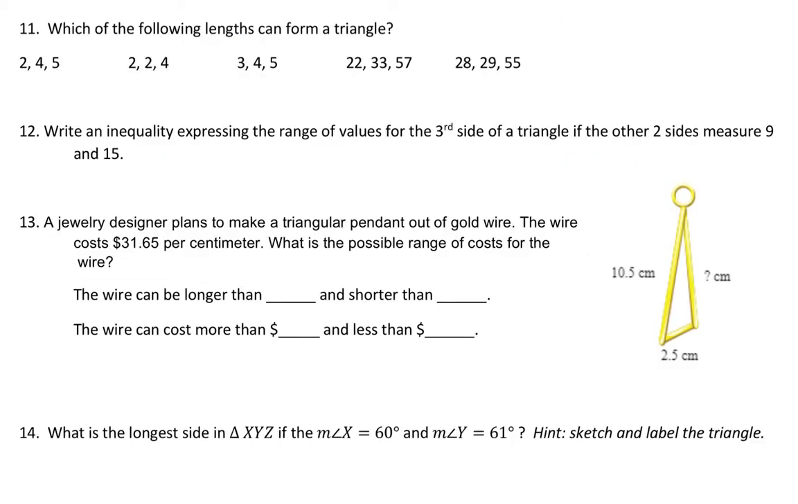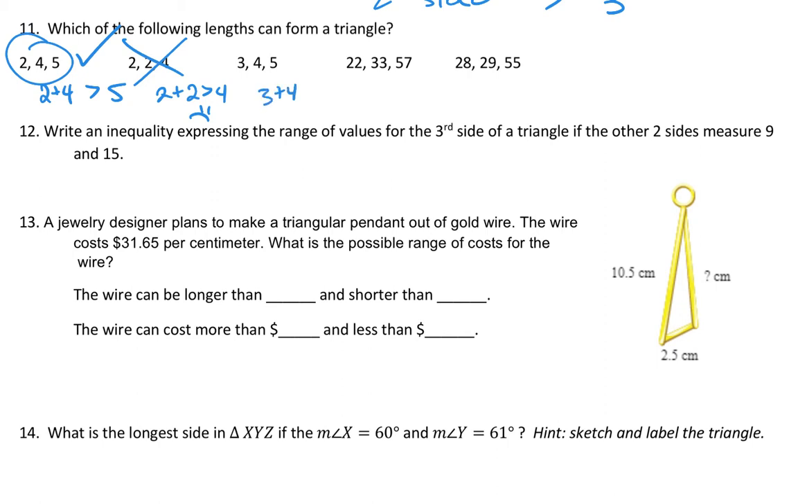Which of the following lengths can form a triangle? Well, remember the rule. The two sides need to be greater than the third side, the biggest side. So 2 plus 4 has to be greater than 5. It is. So that's good. 2 plus 2 has to be greater than 4. It's not. So it doesn't work. 3 plus 4 has to be greater than 5. And it is. So it works.